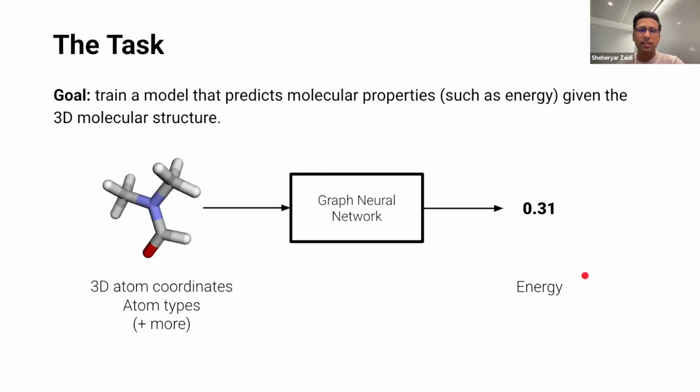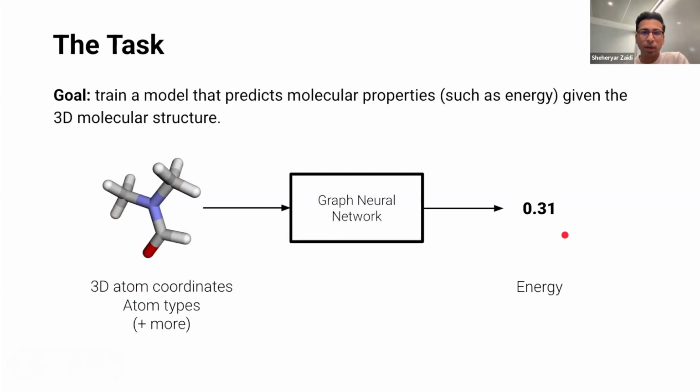So the overall task that we're interested in here is to take a molecule's 3D atomic coordinates and atom types, and maybe more information, which is depicted over here. You feed that into a neural network, such as a graph neural network, and out comes a single number, a scalar, such as, for example, the energy. I'll say energy many times, but it could be something else. For instance, the energy of the system is what you want to predict.